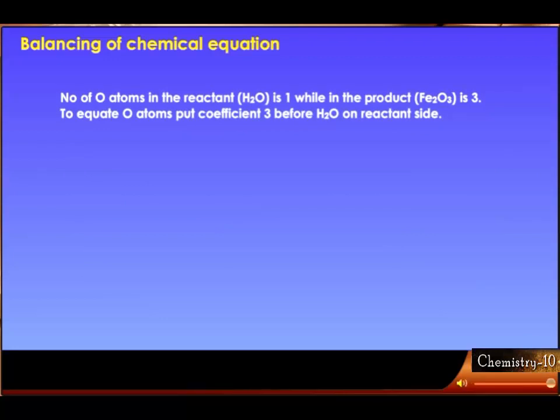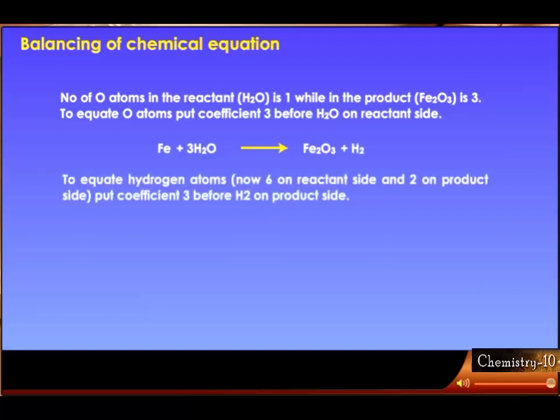The number of O atoms in the reactant H2O is 1, while in the product Fe2O3 it is 3. To equate O atoms, put coefficient 3 before H2O on the reactant side: Fe + 3H2O → Fe2O3 + H2. To equate hydrogen atoms, now 6 on the reactant side and 2 on the product side, put coefficient 3 before H2 on the product side: Fe + 3H2O → Fe2O3 + 3H2.